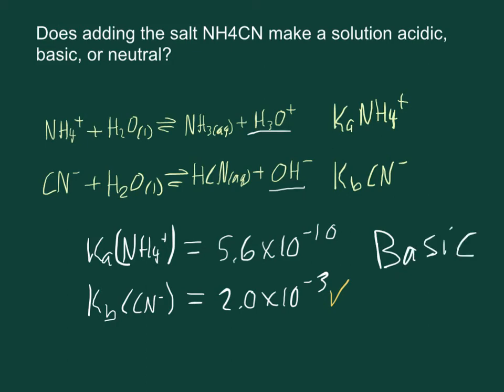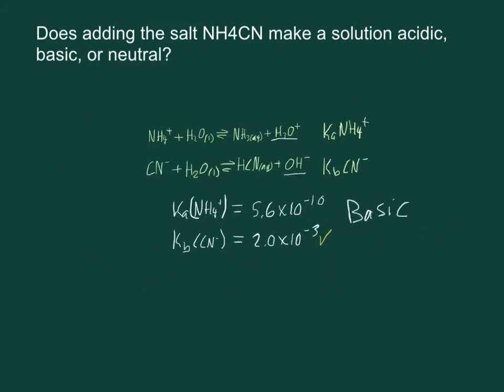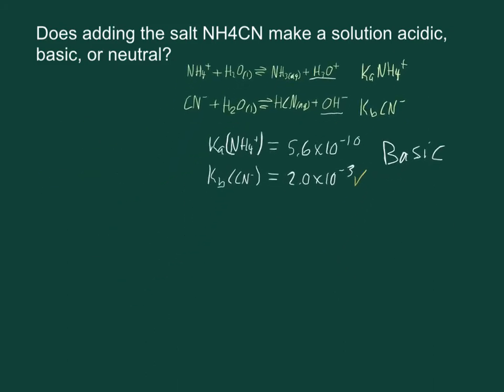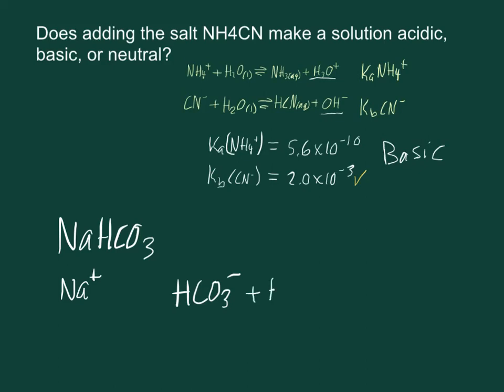Okay, so anytime you have a situation where you have one acid and one base, you need to compare the Ks. One of the special cases to be aware of would be something like NaHCO3. If you have NaHCO3, that will break up into Na+, which won't react. Its partner would be NaOH, and we can't make that. But the HCO3 minus is an interesting case because it can react two ways. It can react with water to form H2CO3, and therefore OH minus, and act as a base.